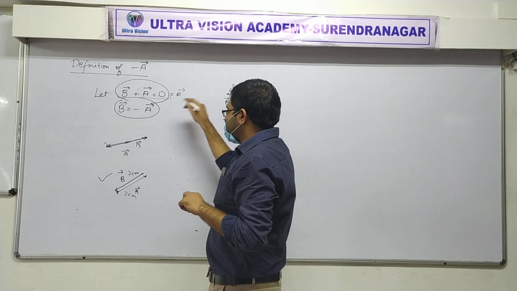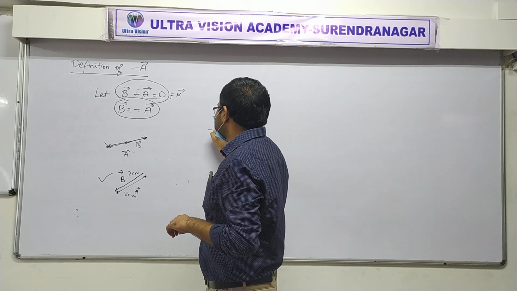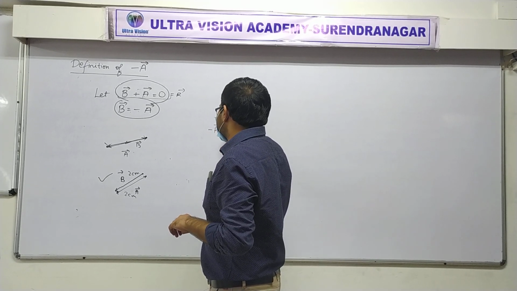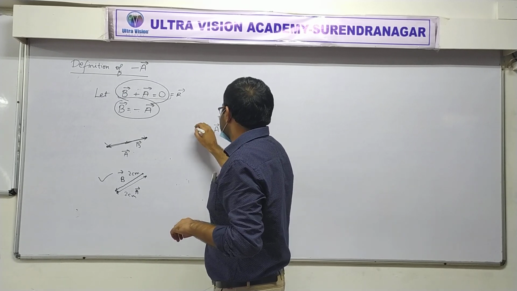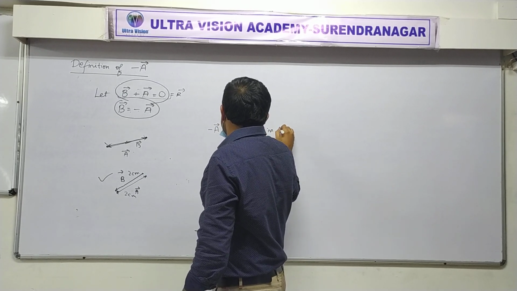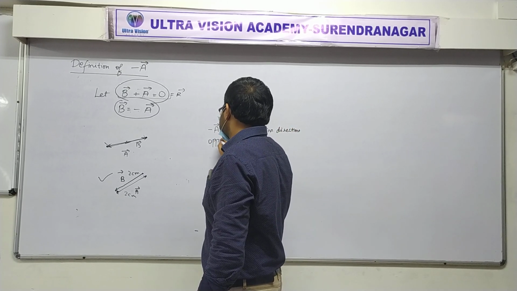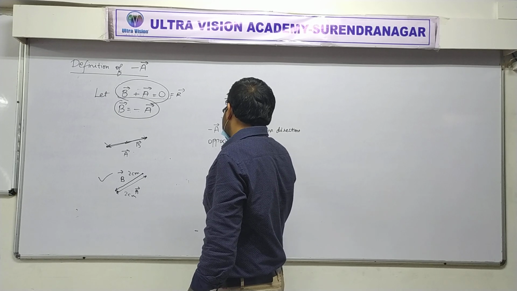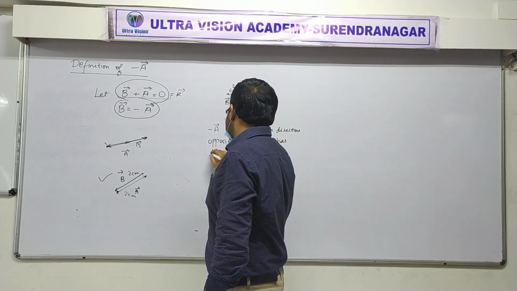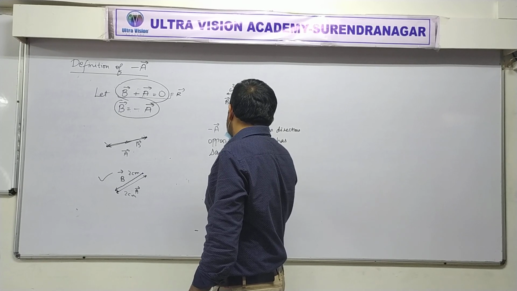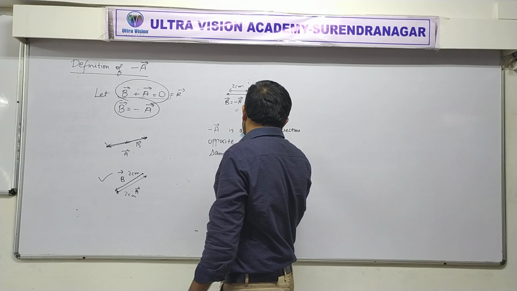So this is what we are doing here. Let's just write it: minus A vector is a vector in direction opposite to A vector and has the same magnitude as A vector.